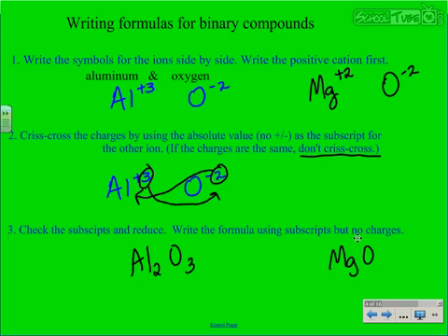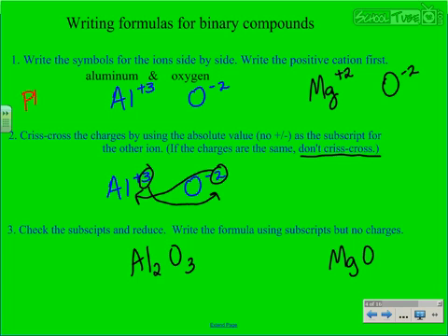If the charges are the same, +2, -2, we don't need to write the subscripts. We just have one of each. Where is this -2 coming from? Why oxygen -2? It's in group 16. It wants to gain 2 electrons. When you gain 2, then we have a -2 charge. That's what the little square in the upper right corner on your periodic table shows, a -2 charge.